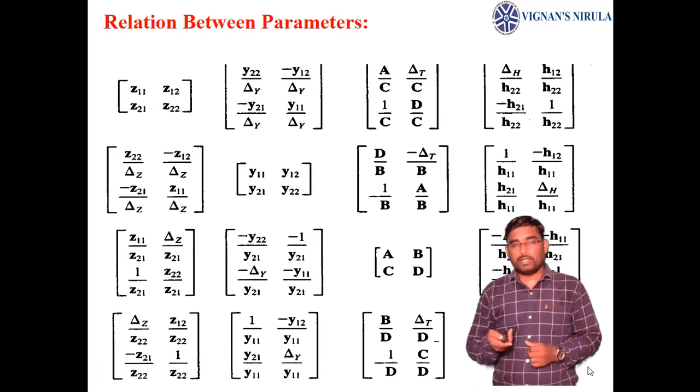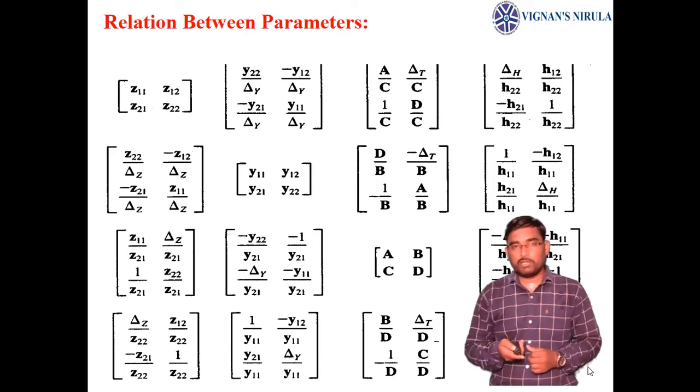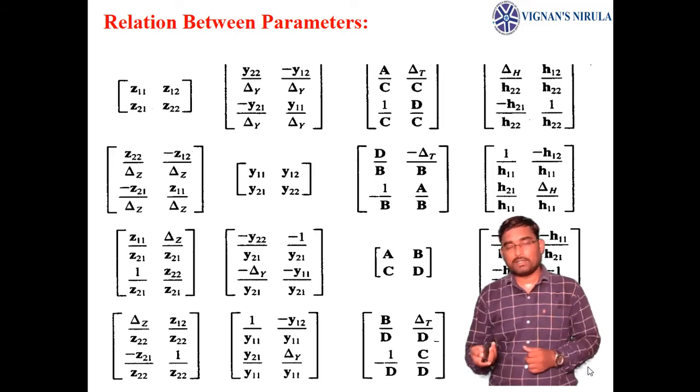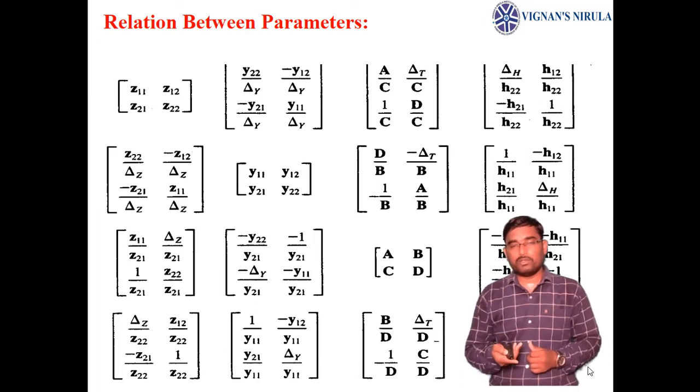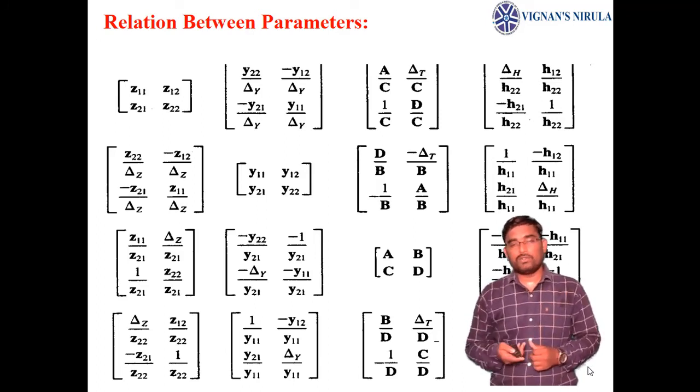And if you want to write the relation between Y parameters and H parameters, see the second matrix of the second row and the last matrix of the second row. Then Y11 equals 1 by H11, Y12 equals minus H12 by H11, Y21 equals H21 by H11, and Y22 equals delta H by H11.